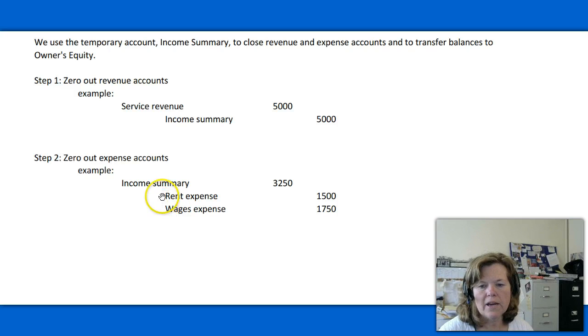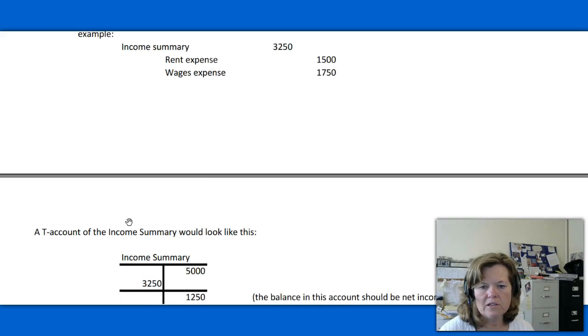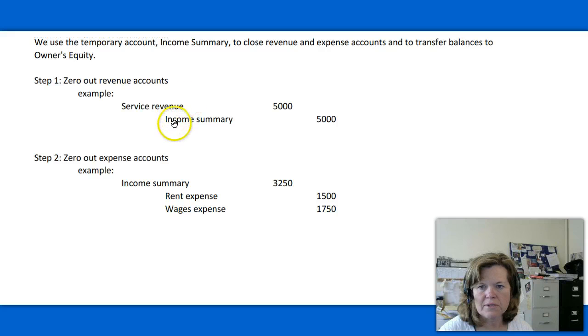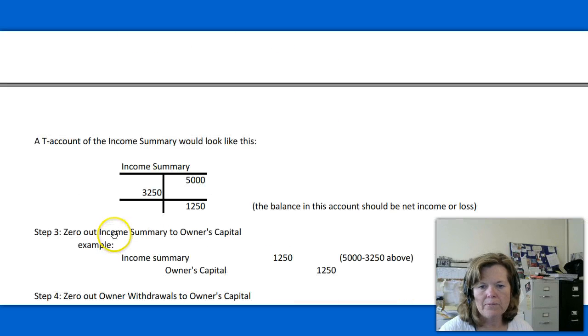You would have to close out each individual expense account because you have to zero all those out to be ready for the next period and zero out the income summary. So let's take a look down here. We've made a couple entries up here to the income summary, haven't we? Step 1, we made a credit of $5,000, and step 2, we made a debit of $3,250.